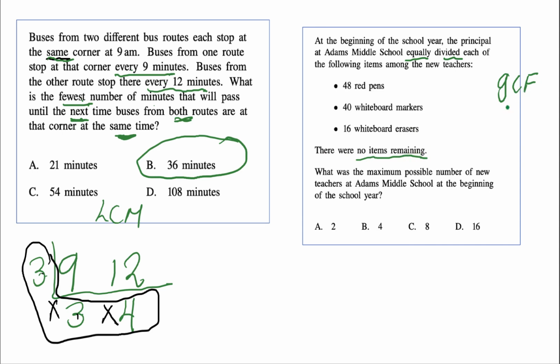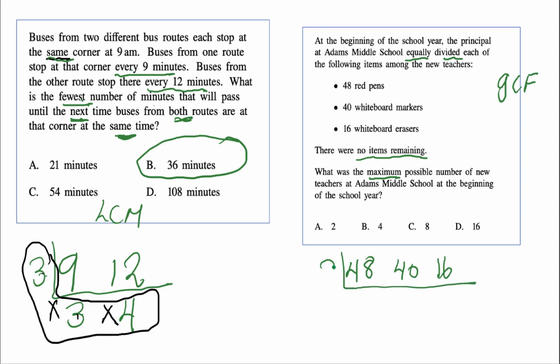GCF, no leftovers. Then the question states, what is the maximum? Again, maximum, greatest possible number of new teachers at Adams Middle School at the beginning of the school year. All of these are keywords for GCF. So we're finding the GCF of 48, 40, 16.